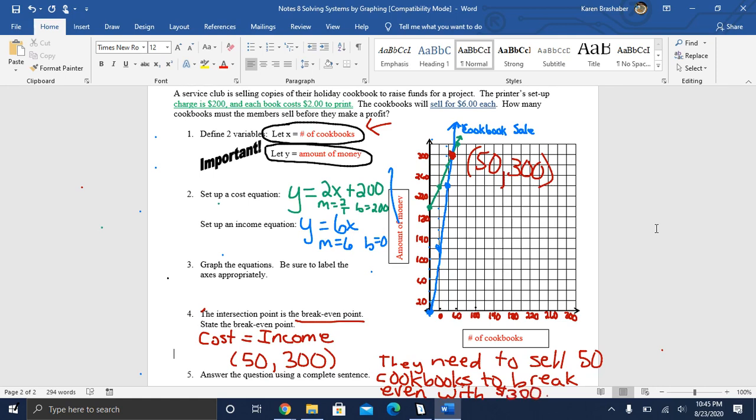So even though we had you graph this problem on your notes, you won't have to draw this actual graph when you do your assignment, but you will need to be able to interpret what happens at that break-even point.